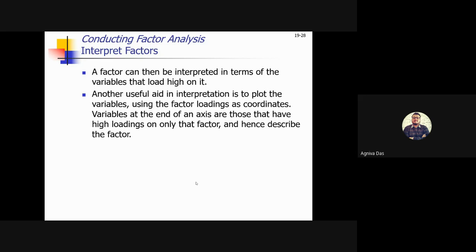So you can use the factor loadings as the coordinates, and you can plot the variables. Now, there are certain cases where high loadings are only on that particular factor, and of course they also describe the factor, right?